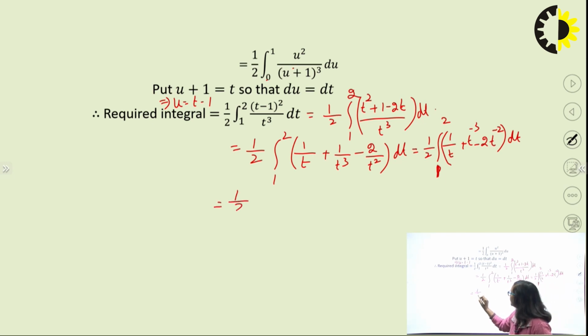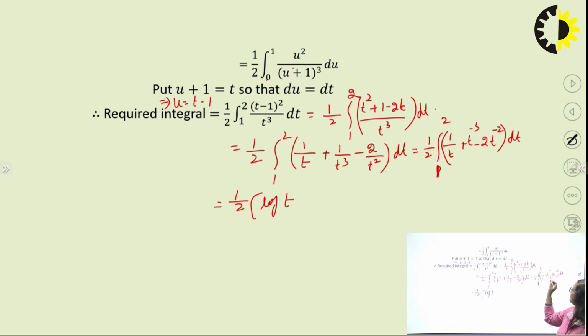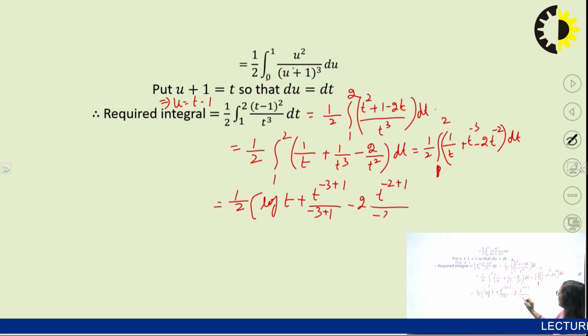It's 1 by 2. Integration of 1 by t is log t. We know the integration of t to the power minus 3 is t to the power minus 3 plus 1 upon minus 3 plus 1. Minus 2, integration of t to the power minus 2 is t to the power minus 2 plus 1 upon minus 2 plus 1, from the limit 1 to 2. This we are getting.